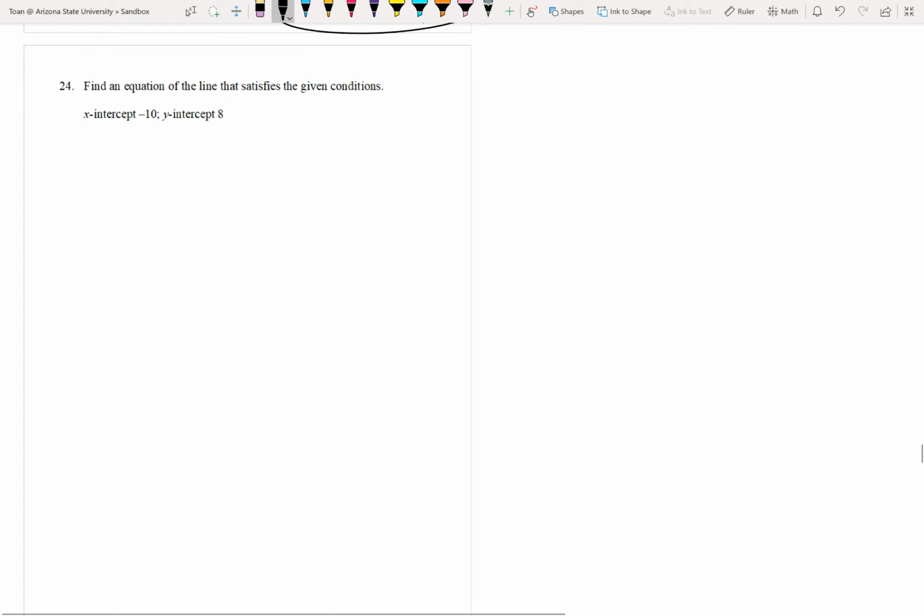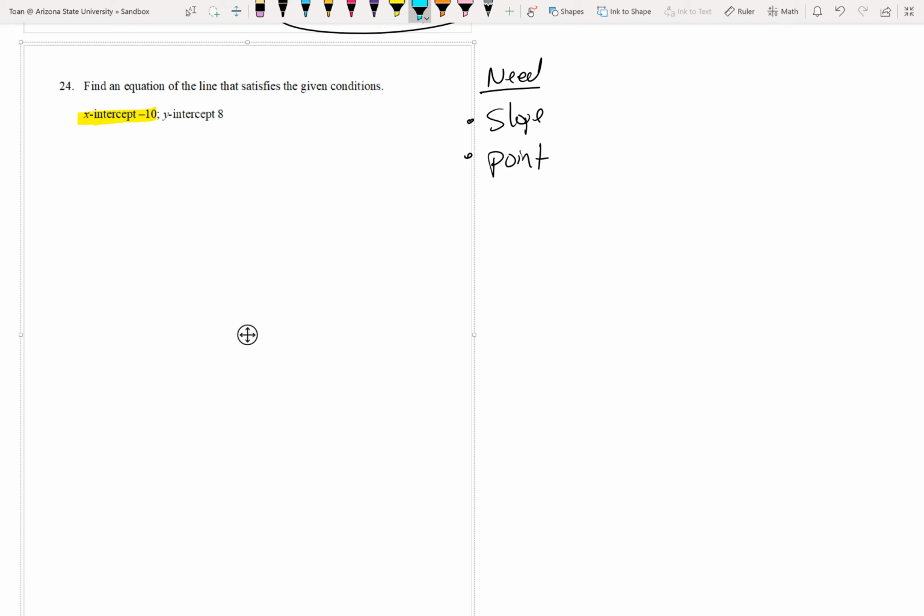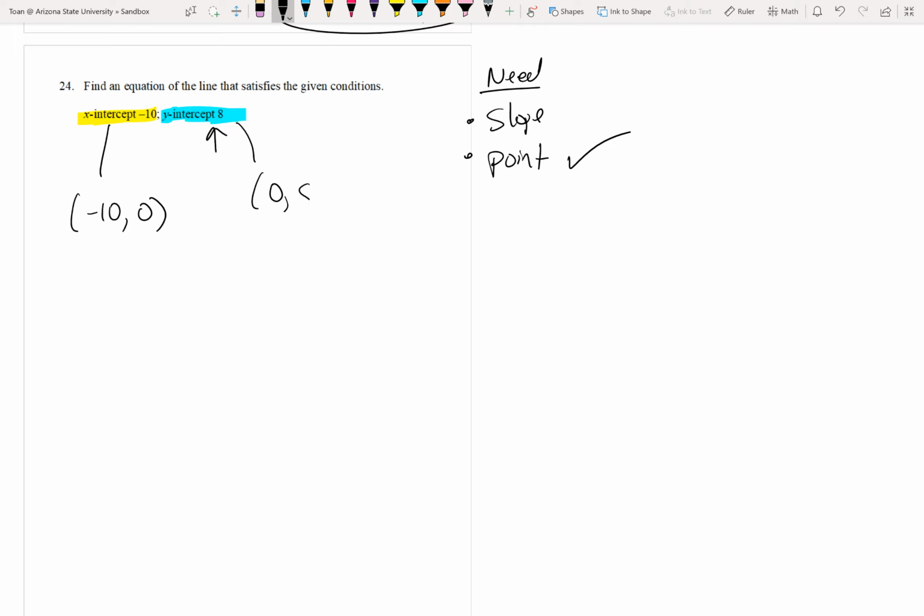Number 24, write an equation of a line, and they give us intercepts. Now remember, when it comes to writing linear equations, we need two things. We need a slope. We need a point. Right. Now, when they give you intercepts, those are actually points. So we're actually good here. As a matter of fact, they give us the y-intercept, so that's even better. All I need is a slope. Well, how do I find a slope when I have intercepts? You have to remember, an x-intercept is always y equals 0, and a y-intercept is always x equals 0.